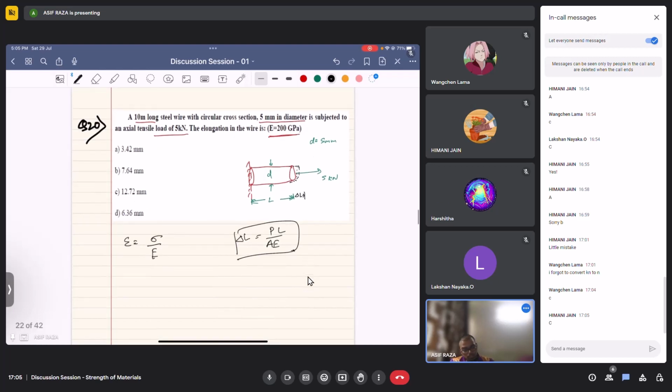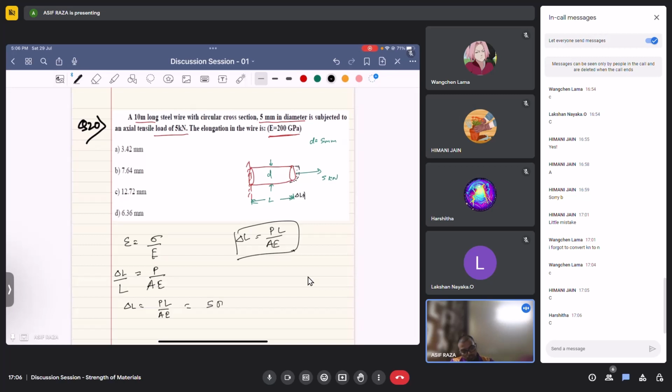Sigma upon E, and stress is P upon A, right? And strain is change in length upon original length. So delta L would be PL upon AE. Now substitute values, and you should substitute values correct to the units. So P is 5 kilonewton.